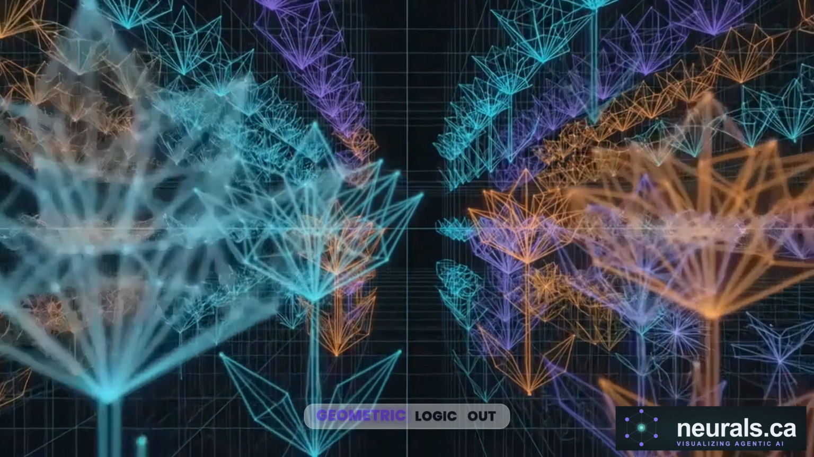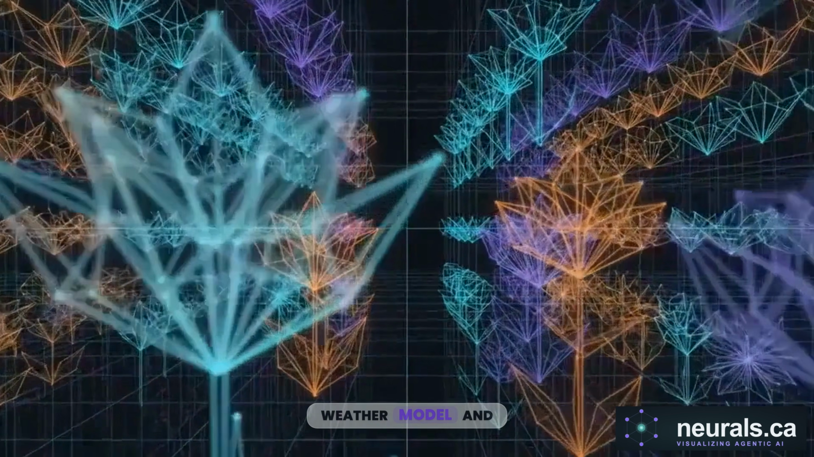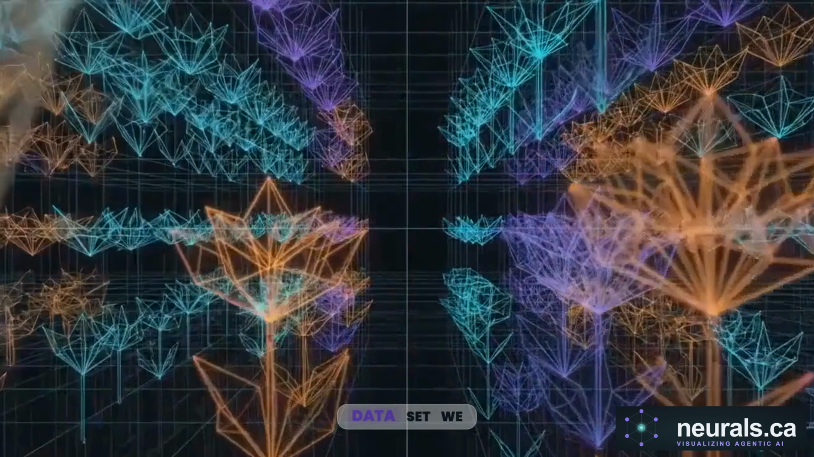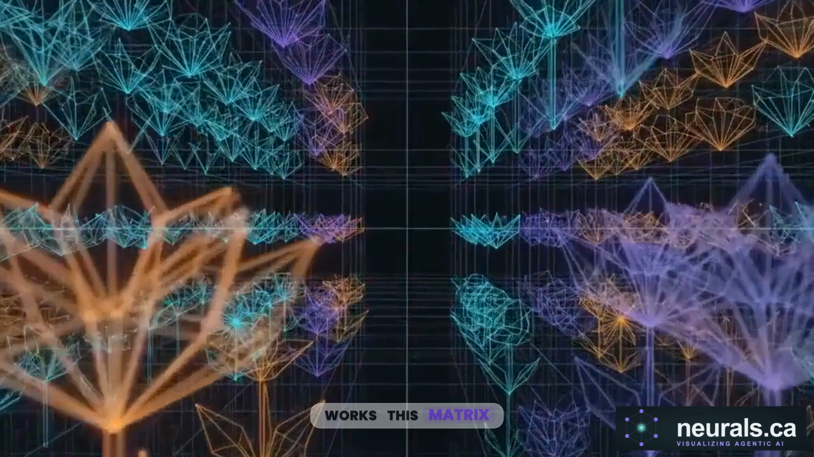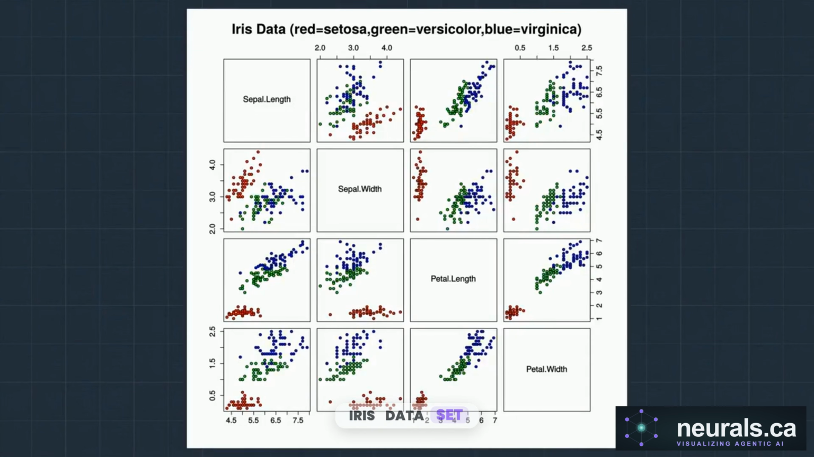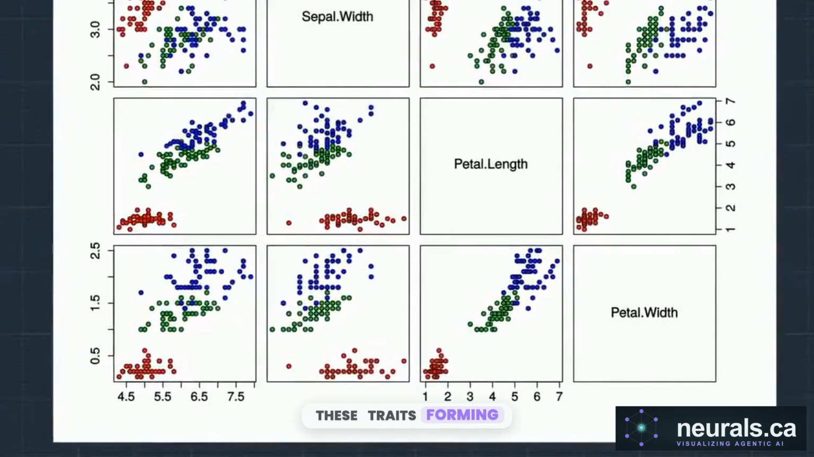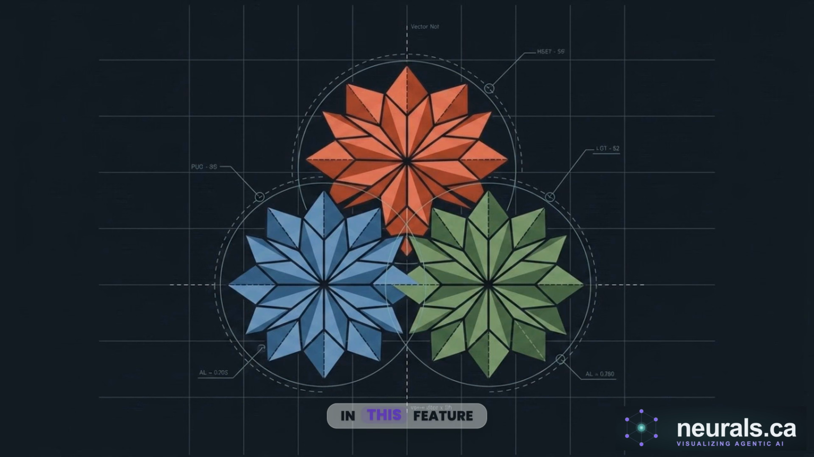When we take this geometric logic out of a simple weather model and apply it to a complex biological dataset, we see why it works. This matrix shows the famous iris dataset, mapping 3 flower species based on the physical measurements of their sepals and petals. The algorithm relies on these traits forming dense clusters. Notice how the red points isolate themselves from the others across all pairs. Close physical proximity in this feature space reliably guarantees the same biological species in the real world.